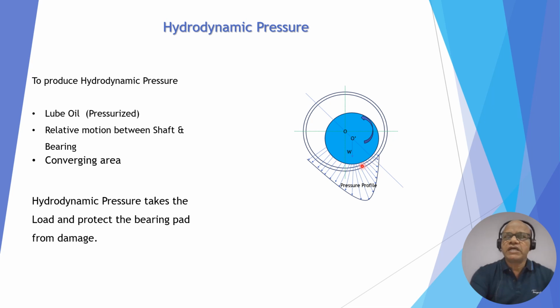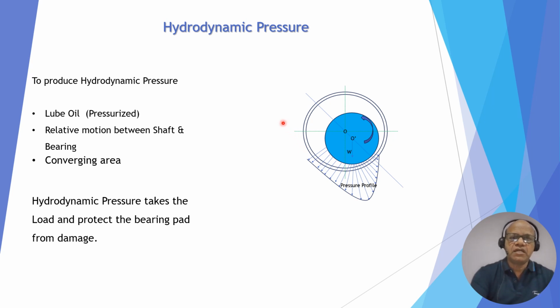So hydrodynamic pressure is created approximately, if you look at this, 45 degrees from the vertical, and this is the maximum pressure. You can see the maximum temperature rise occurs at this point. So hydrodynamic pressure depends on the direction of rotation of the shaft.